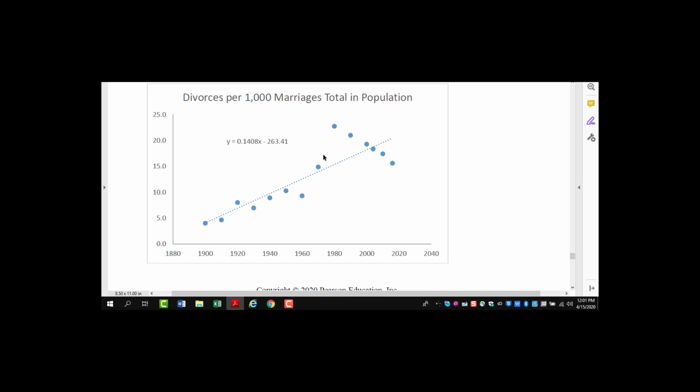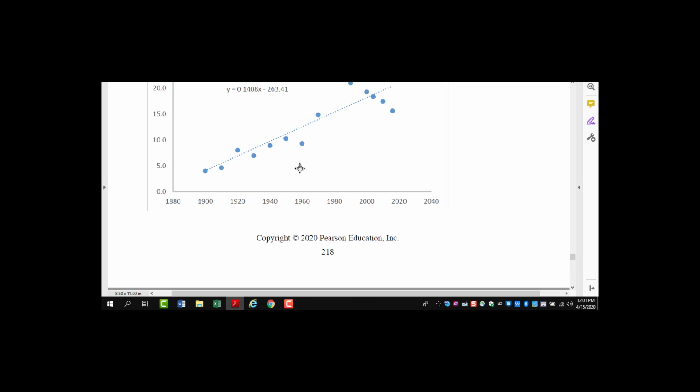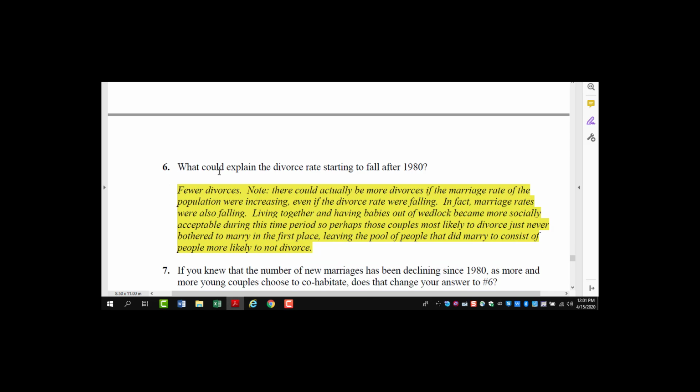It's gone down sharply, a huge leap, and then it started dropping all the way to 2020. And why is that? Well, here is an explanation. We could explain the divorce rate started falling after 1980. Fewer divorces. That could be. There could actually be more divorces, however, if the marriage rate of the population is increasing. But it's not. Marriage rates are also falling, so living together and having more babies out of wedlock became more socially acceptable. So you really can't get divorced if you're not married. If you never bothered to marry in the first place, you're not going to get divorced.